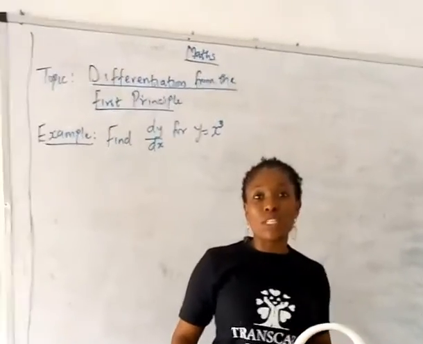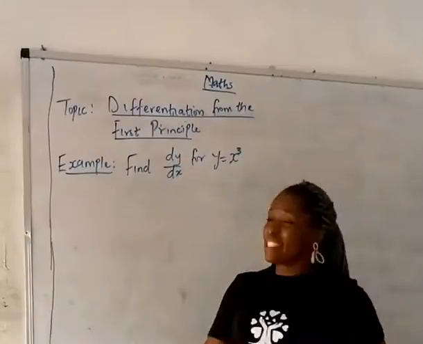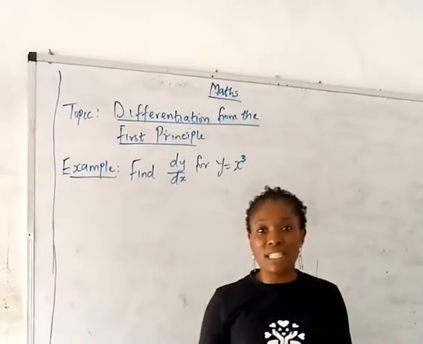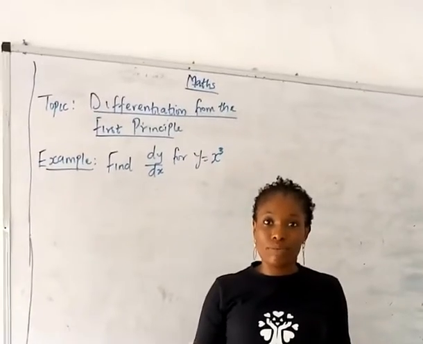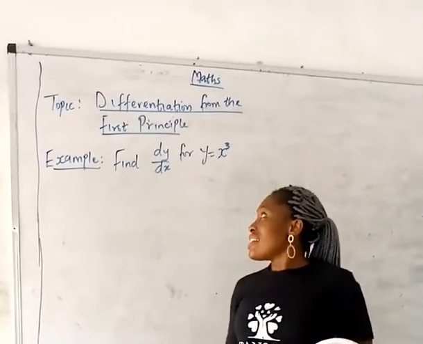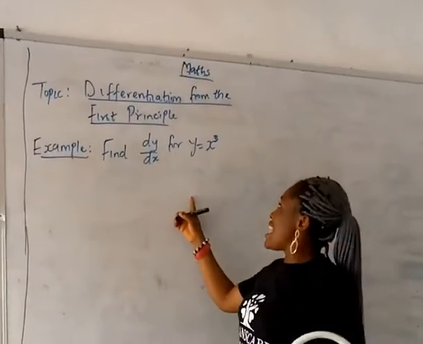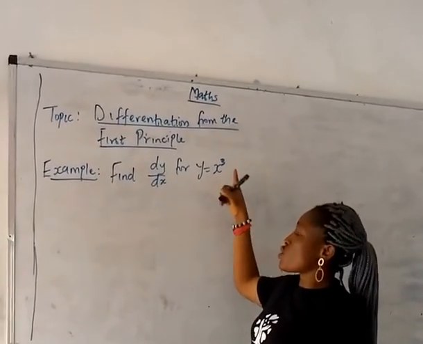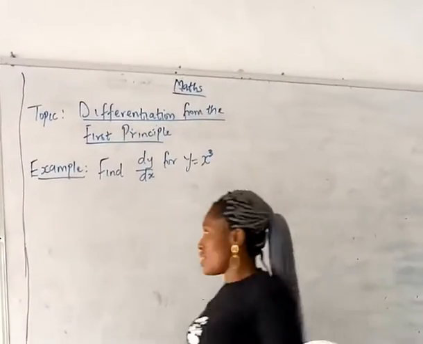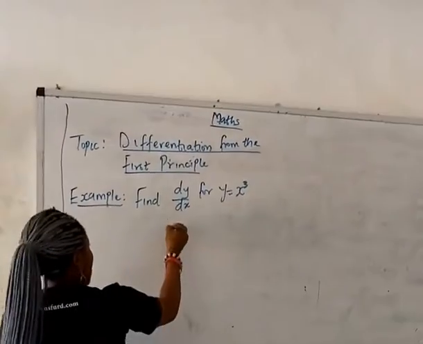Today we'll be treating differentiation from first principle. Now, as an example, find dy/dx for y equals x raised to the power 3. For us to do it, there is a solution.